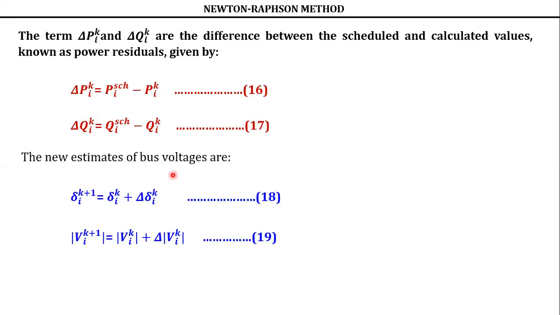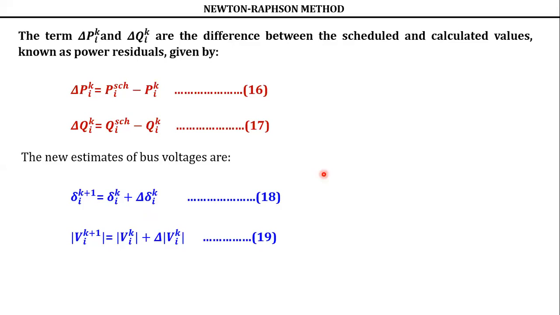Okay. Now suppose it has not converged, you find out the new value of delta and new value of V. So what is the new value of delta i at the k plus 1th iteration? It is equal to delta i of k, that is, initially we have assumed 0, plus delta ik, the change in delta ik. So this we have to find out. How to get this correction? This delta ik, how to get it? From our Jacobian equation, isn't it? So from there you are going to get it.